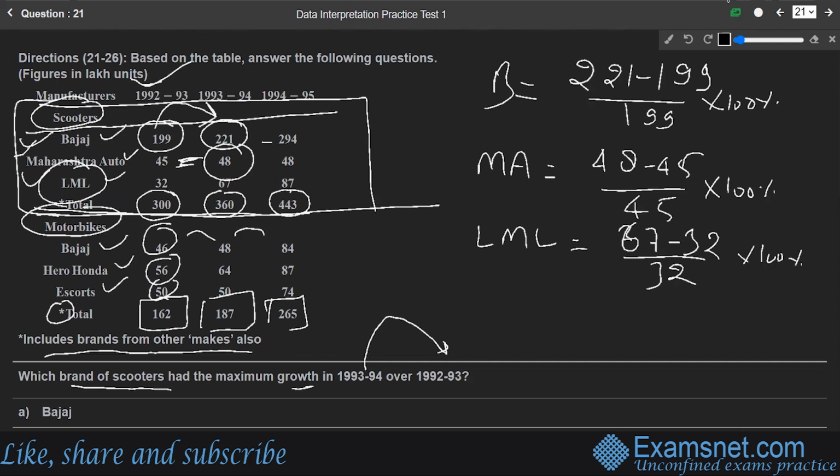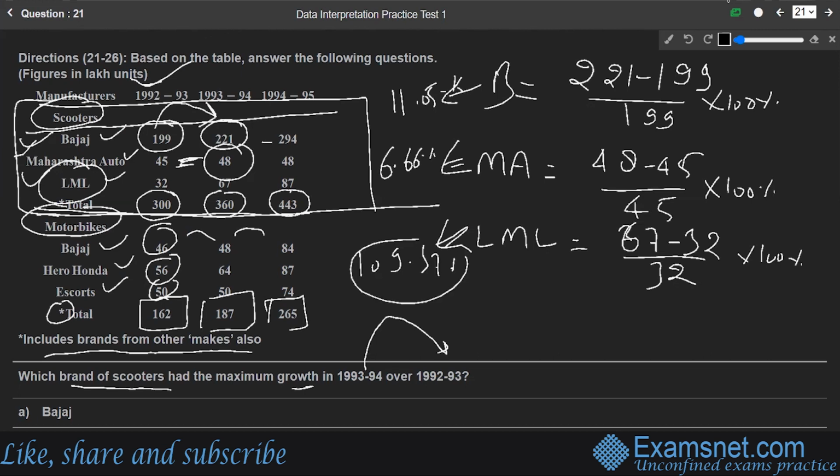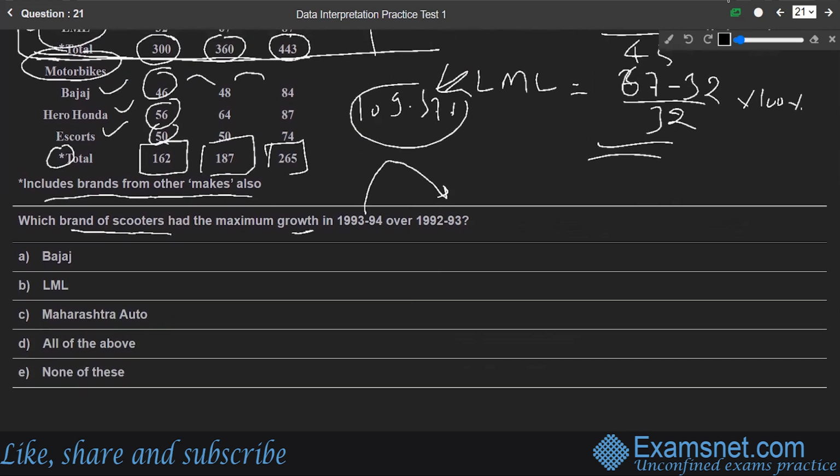If we solve like that, we're going to get the values. The first value is coming out to be 11.05%. For Maharashtra Auto, it is coming out to be 6.66%. For LML, it is coming out to be 109.37%. So that becomes the highest, 109.37%. So the right answer is LML, and let us see where it is available. It is available as option number B. So that becomes the right answer.